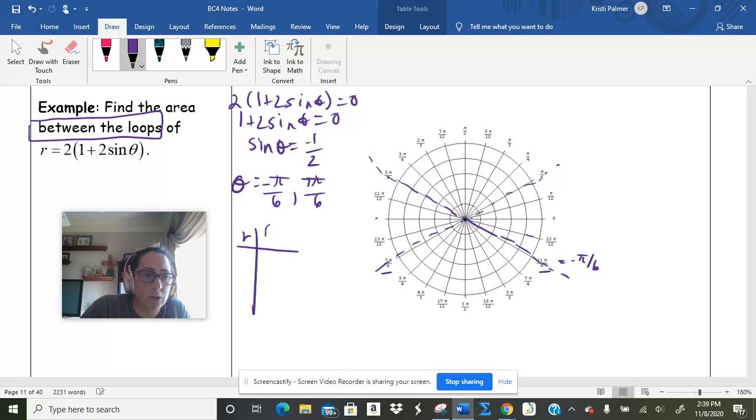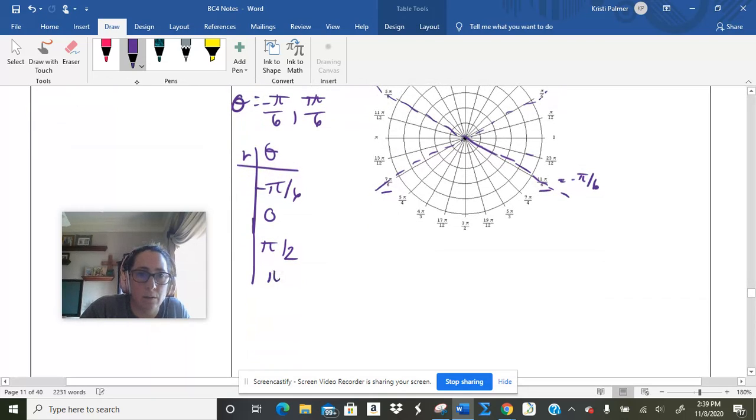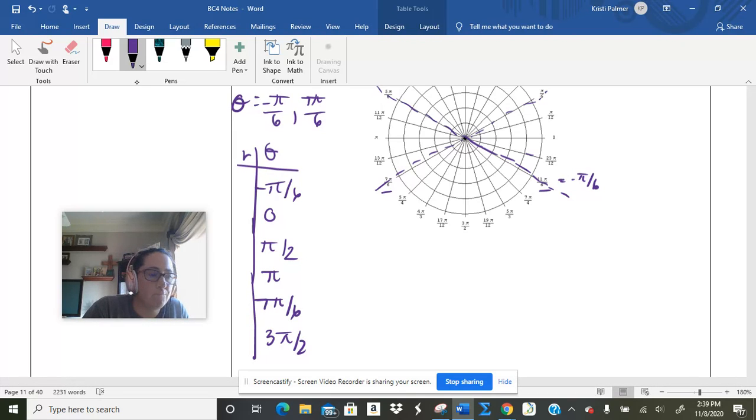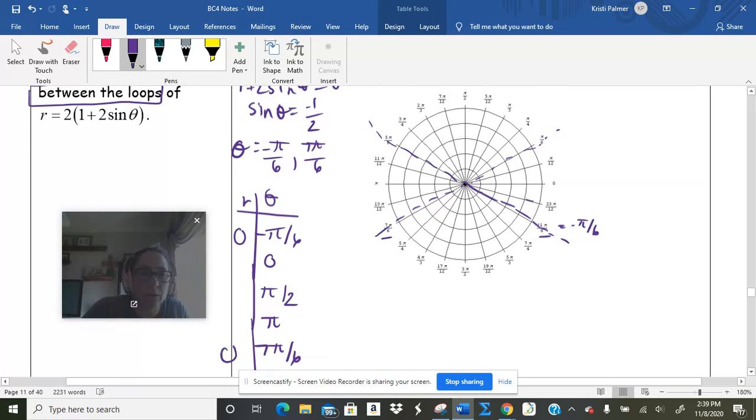Now we're going to make our theta chart and get some points on there. I'm actually going to, since I started backwards, start at negative pi over 6, and then go to 0, pi over 2, pi, 7 pi over 6, 3 pi over 2, and then back to 2 pi. Okay, so I knew that that was 0. I can go ahead and get those.